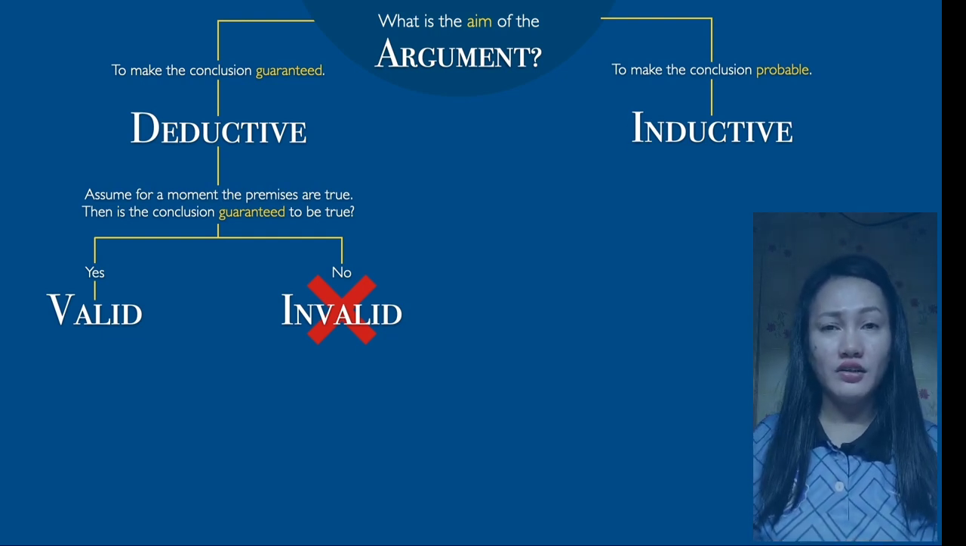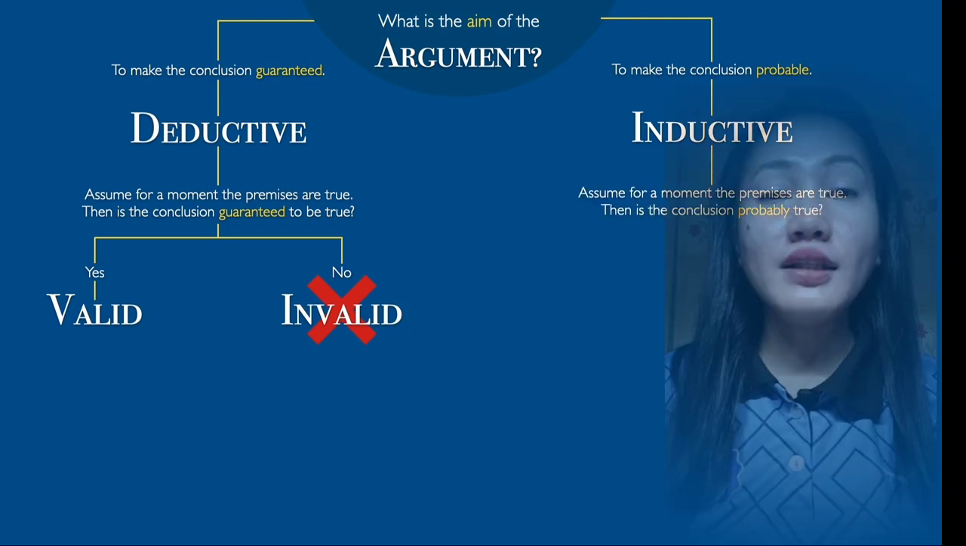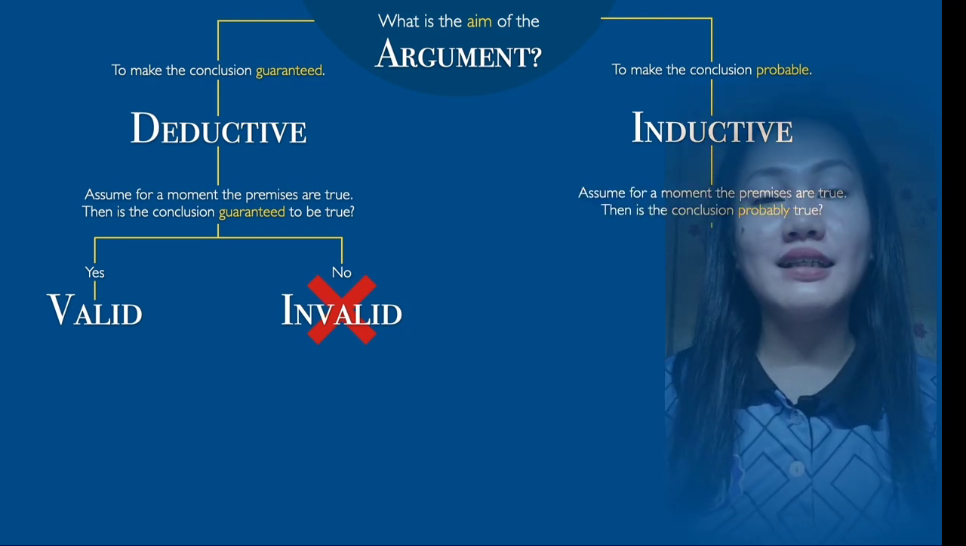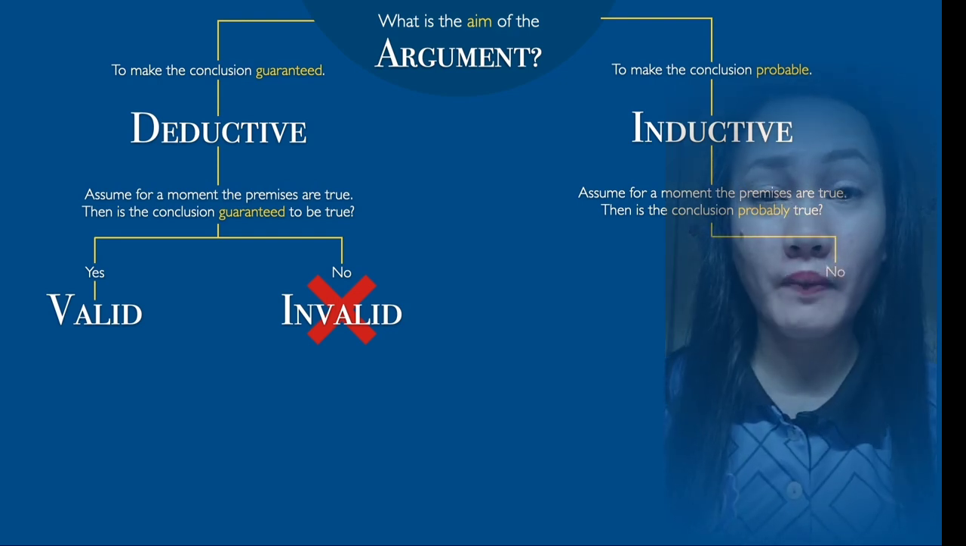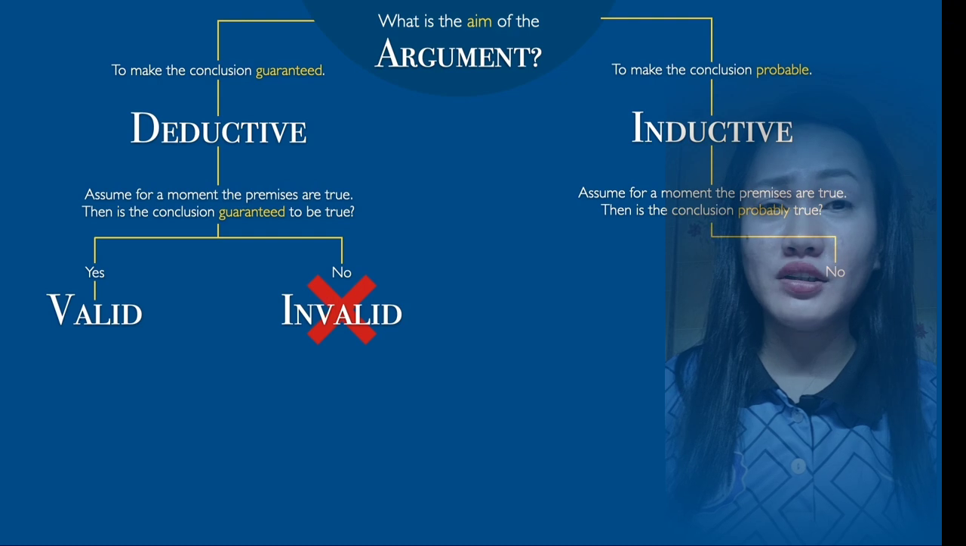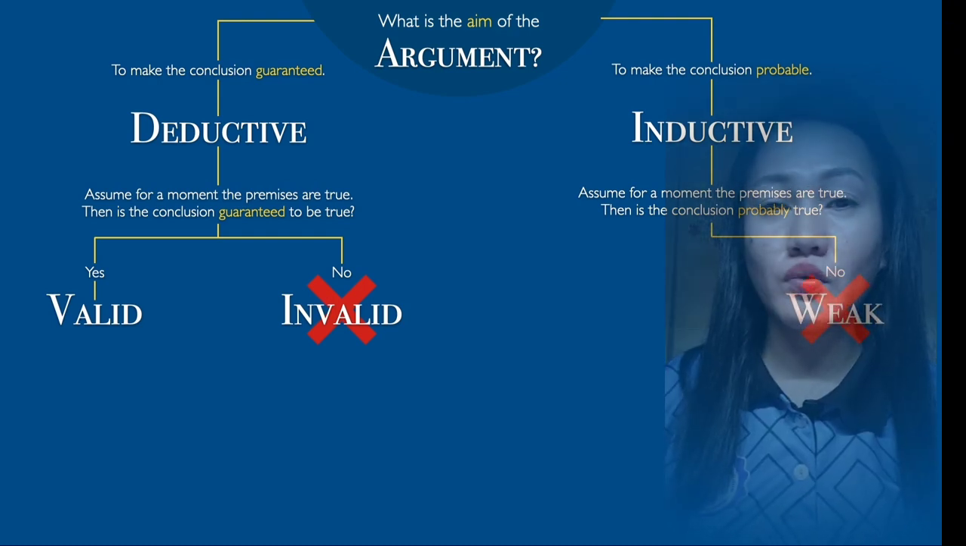This same pattern repeats itself over here on the other side, only now the requirement for success has a lower bar. Assume for a moment that the premises are true. Then, is the conclusion probably true? If not, we say the argument is weak.